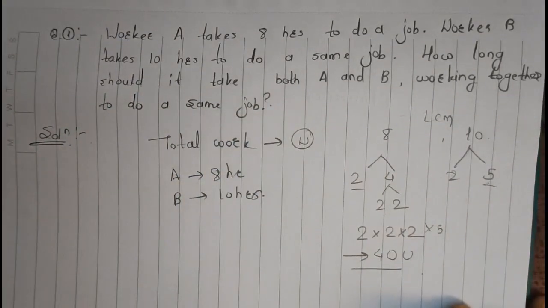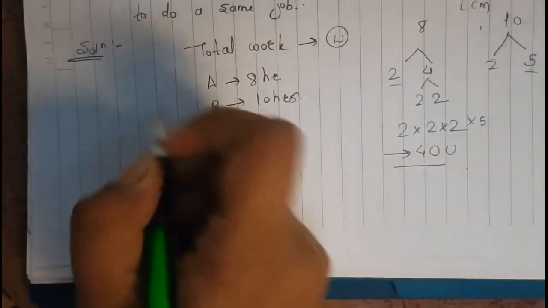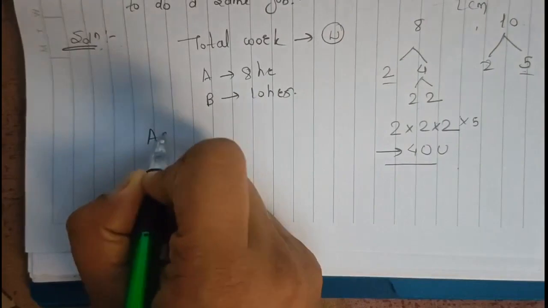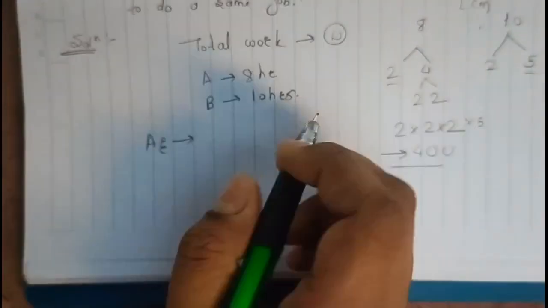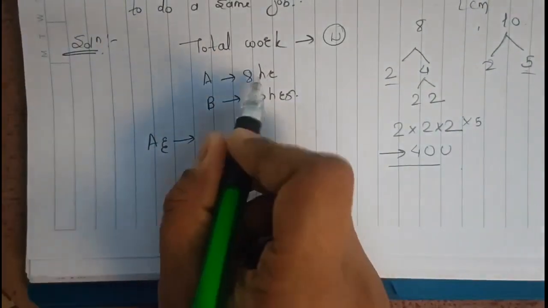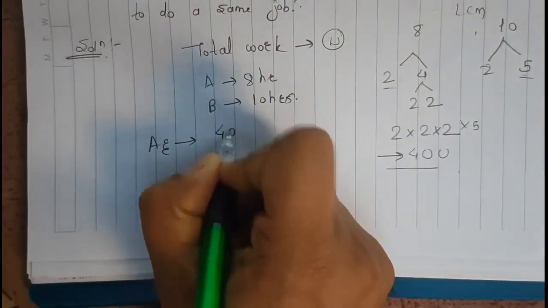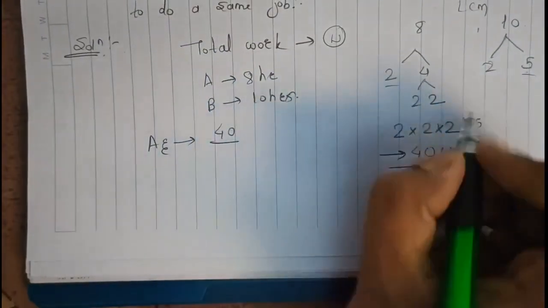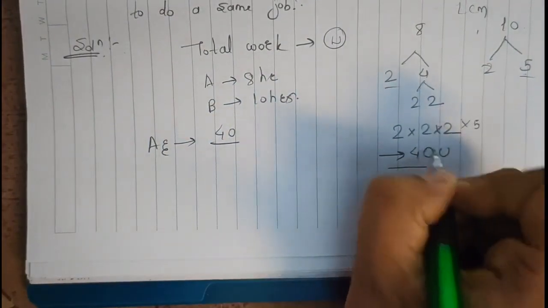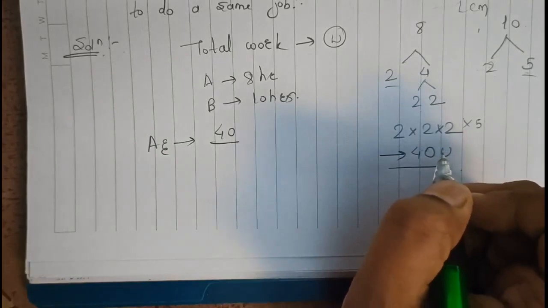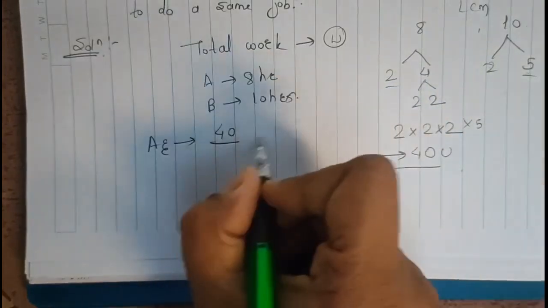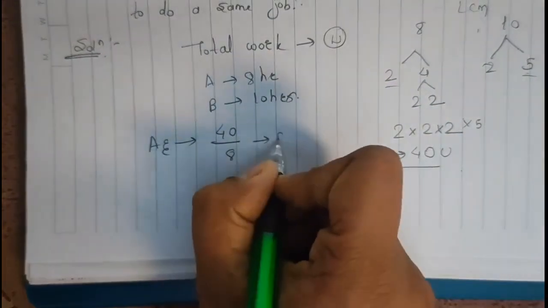Now, as for the formula, your efficiency is equals to A's efficiency. What would be the A's efficiency? It will be total work upon number of hours or days that A is taking, which is 8. So 40 units. So actually this 40 units is our assumed total work, right? It is not exactly our total work, but it is assumed total work. By considering this total work, you can solve the question. So 40 by 8 is 5.